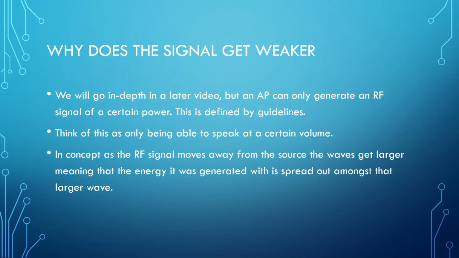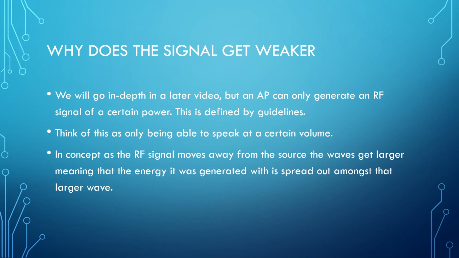We will go in depth in a later video, but like I said before, an AP can generate an RF signal of a certain power. This is defined by guidelines, and we'll discuss in a later video why these guidelines are set. This video is just to introduce you to what an AP does and how it does its job at a high level. So think of this as only being able to speak at a certain volume. If you speak at a certain volume, our voice, as we're projecting it, is only going to be able to travel a certain distance.